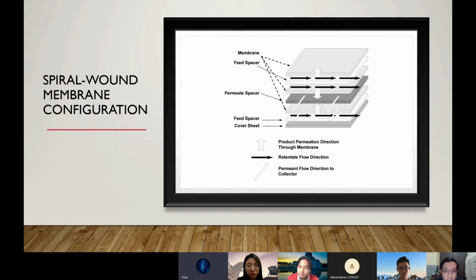We have also decided to use spiral wound membrane, and this diagram clearly shows the configuration of the membrane. The first layer of the membrane is the feed spacer, which allows the feed to flow through, and then we will have 2 membrane sheets, and in between the membrane sheets there will be a permeate spacer where the permeate will flow through.